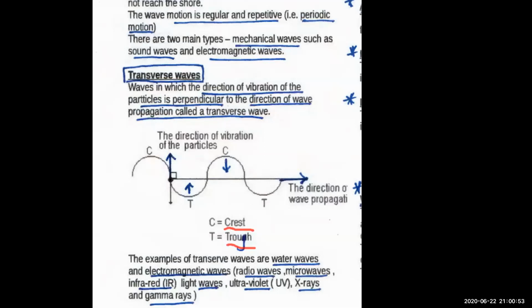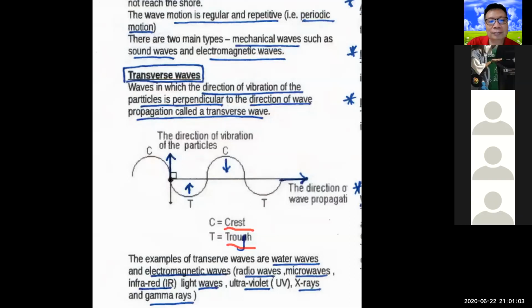Okay, Ong Zhao Xiang, are you here? Yes, sir. Zhao Xiang, you tell me what is transverse wave? The wave where the direction of vibration of the particle is perpendicular to the direction of wave propagation. Yes, very good. The answer is correct. It's a wave where the direction of vibrations of the particles is perpendicular to the direction of propagation of the wave. Yes, correct. Thank you very much.